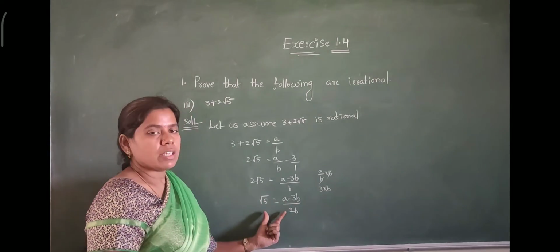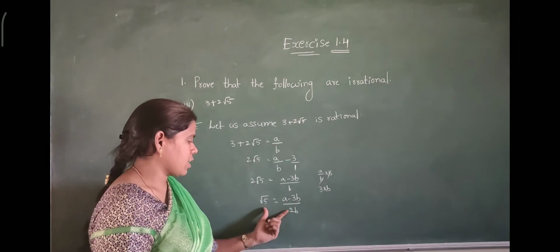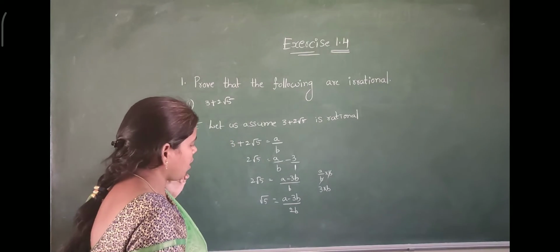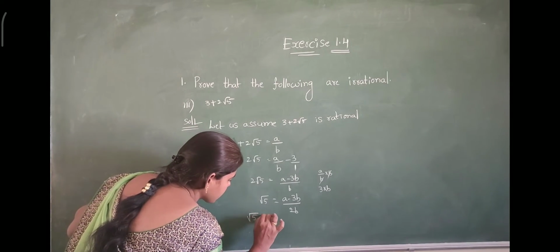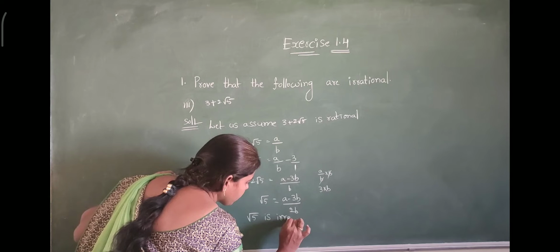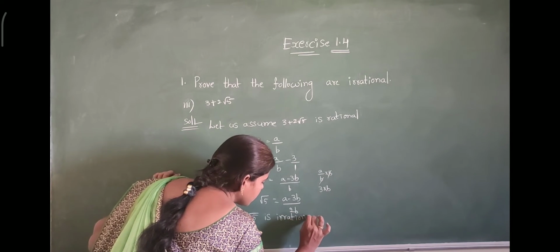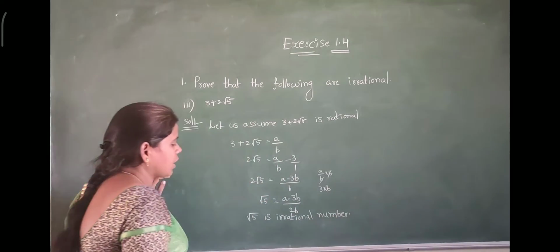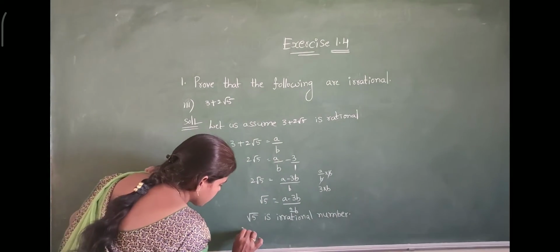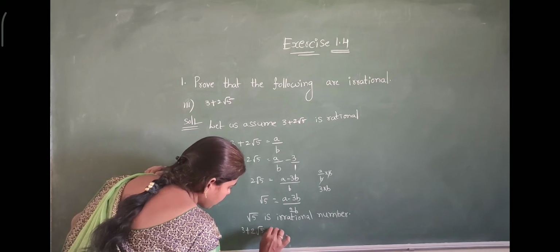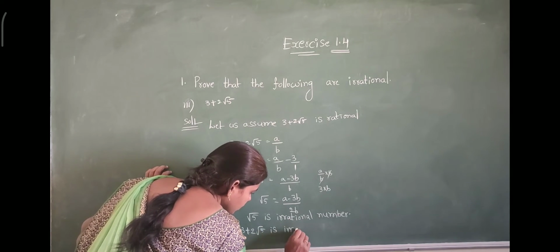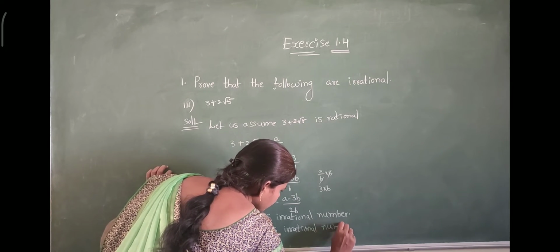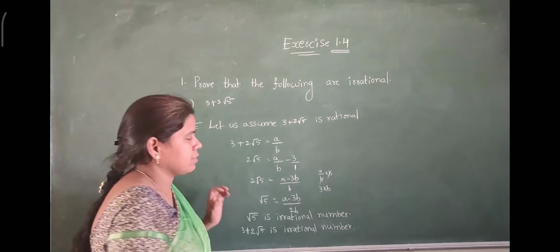These two are not equal. That's why our assumption is wrong. Our assumption is wrong. Root 5 is an irrational number. So 3 plus 2 root 5 is an irrational number. Did you understand?